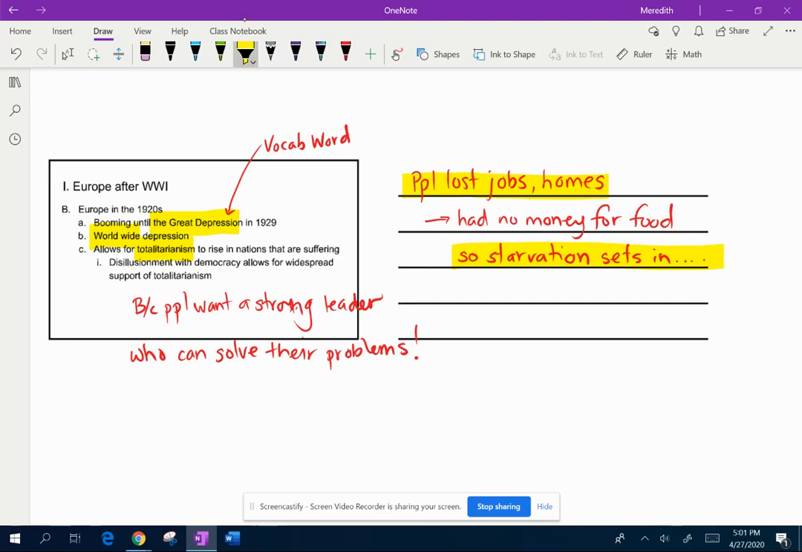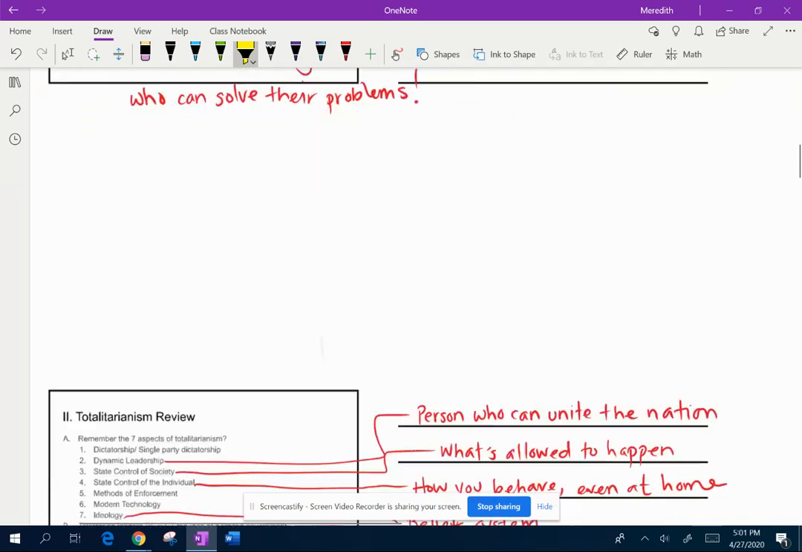And a lot of this is because people want a strong leader who can solve their problems, not a democratic government that is failing and values arguing and hearing all sides, even until we're blue in the face, which could take months, and people are starving now. So people are now disillusioned with democracy, and they want a strong leader to come to power, and so they're going to get it.